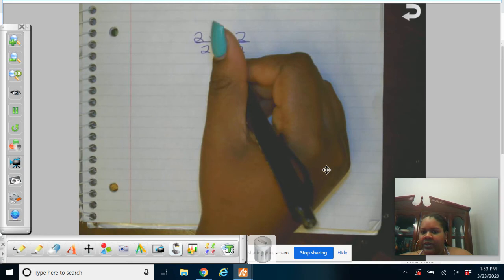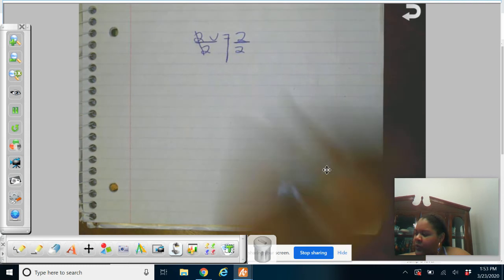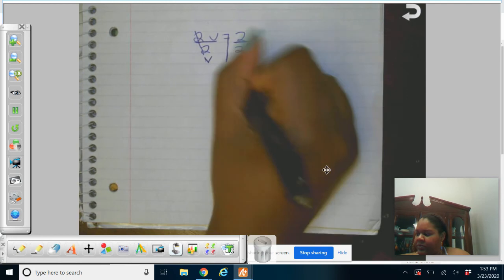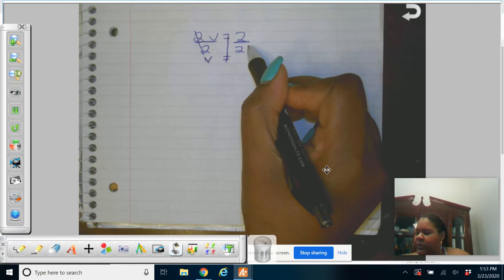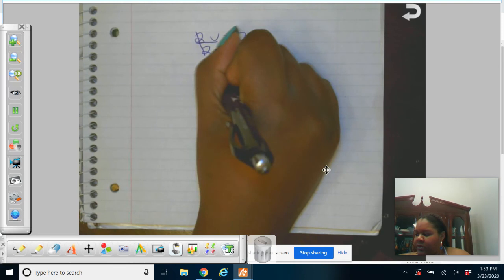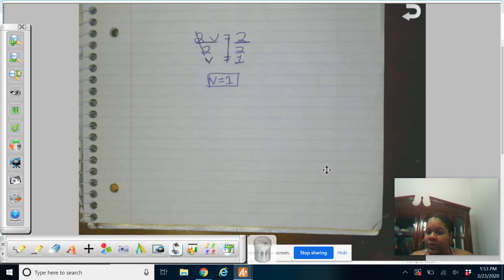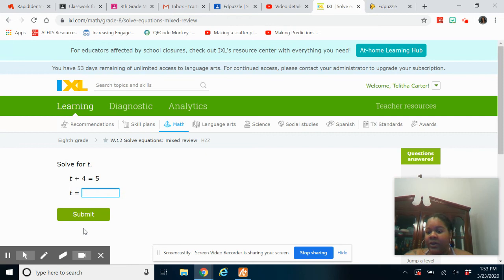All right. So now this right here cancels out. So I'm going to cross this out, which means that I'm left with v on this side of my equation. And that's going to equal, now I have to do 2 divided by 2, which is 1. So that means my final answer is v equals 1. All right, so now let's see if I got my answer correct. So we're going to put 1 in. All right, we got it correct.